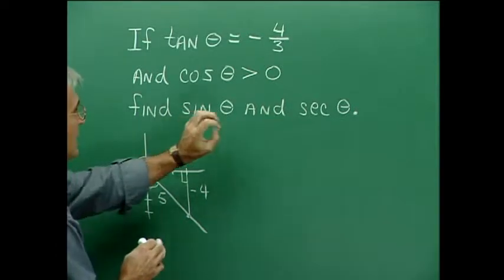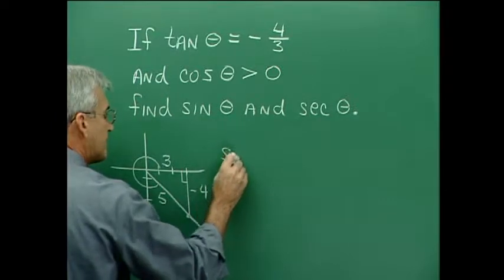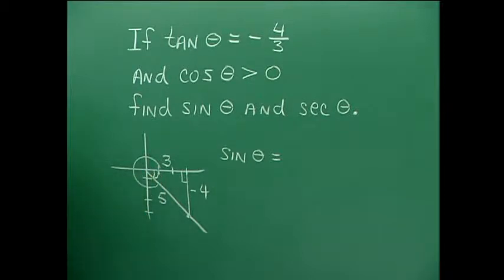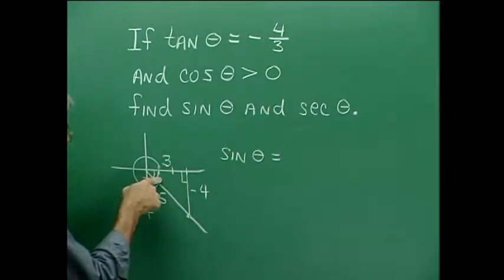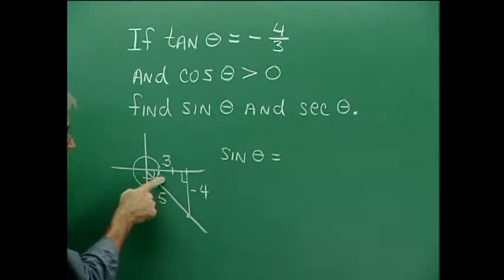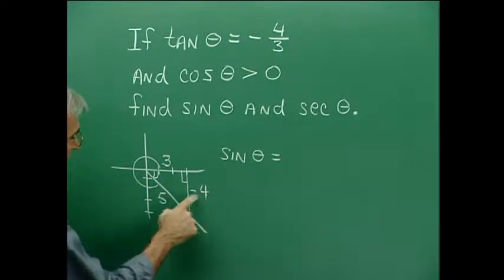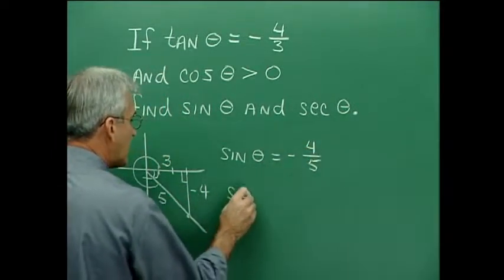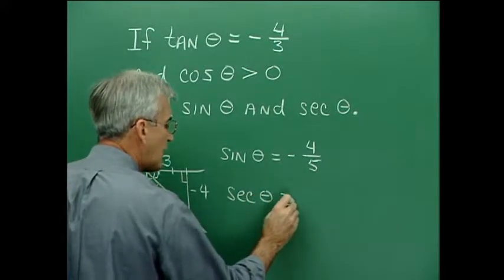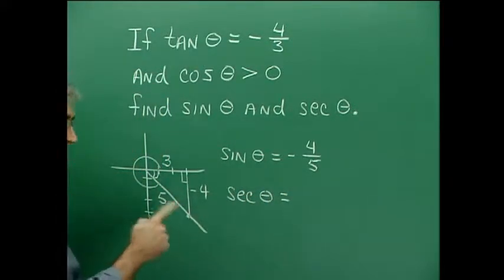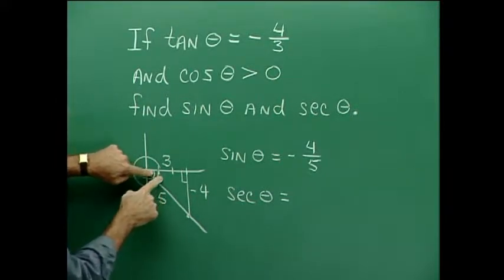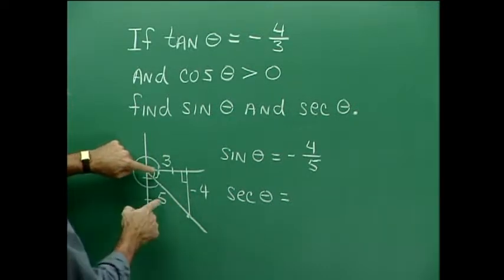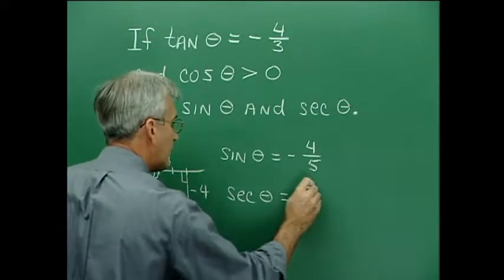Now we can find sine theta and secant theta. From the perspective of this little reference angle, the sine of this angle is opposite over hypotenuse, so negative 4 over 5, negative 4/5. For secant, you may use as a memory crutch that it is the reciprocal of cosine. Cosine from this angle's perspective is adjacent over hypotenuse, so it'd be 3/5. But secant is the reciprocal of that, so it would be 5/3.